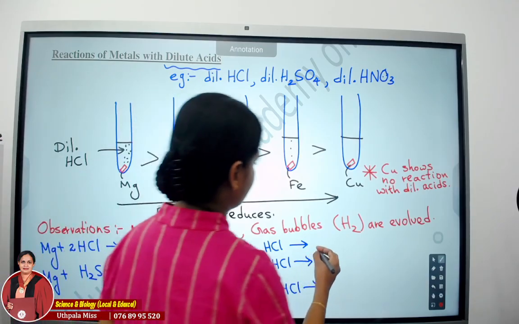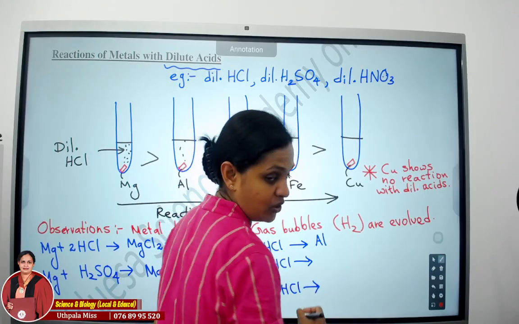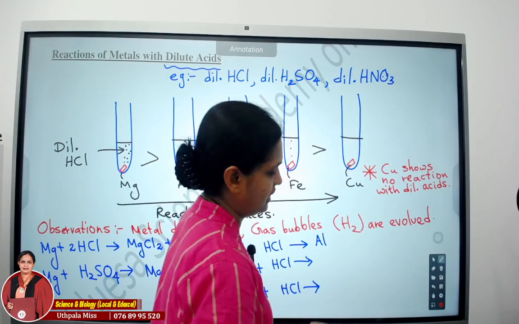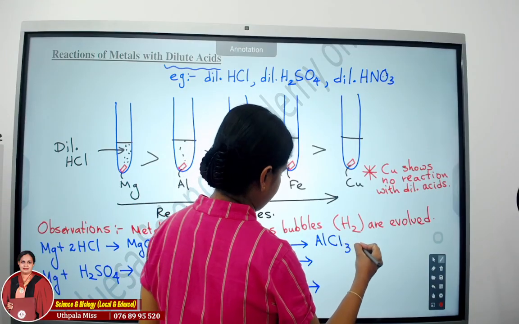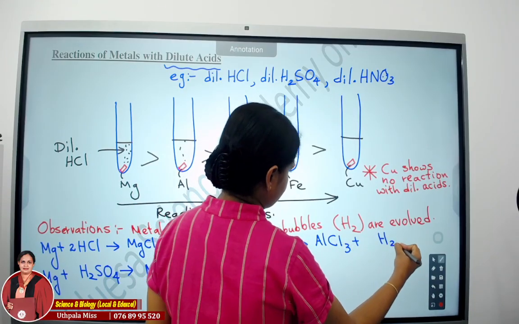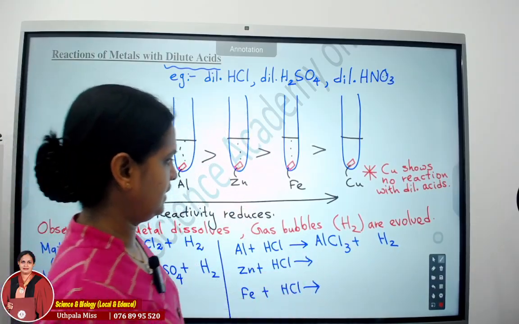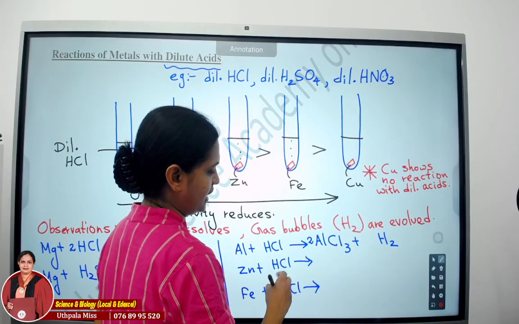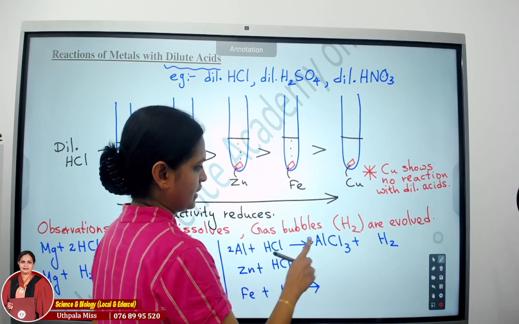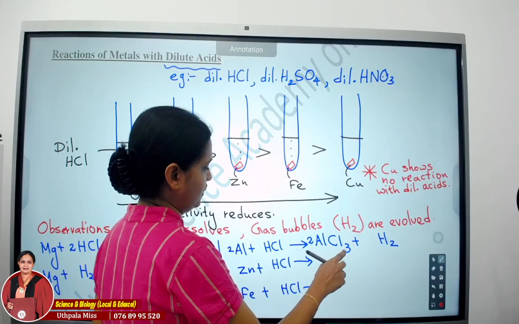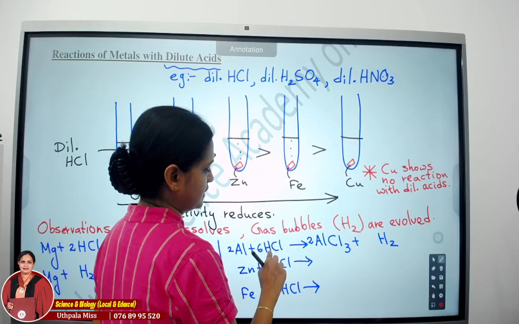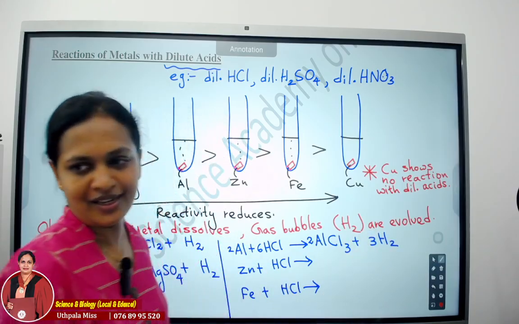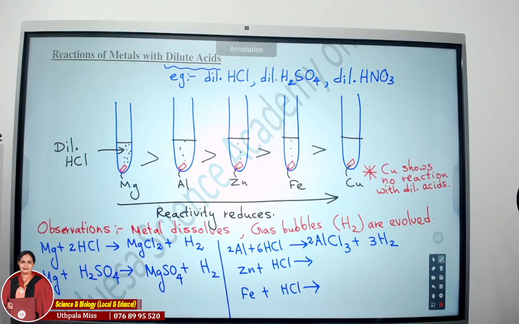Then aluminium reacts with hydrochloric acid forming aluminium chloride. Aluminium's valency is 3. Therefore, the formula is AlCl3 plus hydrogen gas. So if we put 2 in front of AlCl3, 2 aluminium, 6 chlorine, so 6 HCl. Then 6 hydrogen means 3 H2. Balancing by checking both sides like this is called the inspection method. Right? That should come from practice.